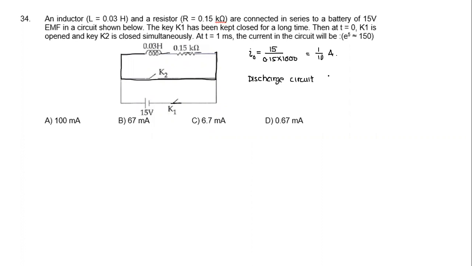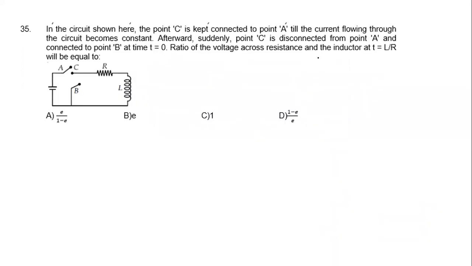In case of a discharge circuit, current as a function of time is equal to the initial current times e raised to the power minus t by tau. And we put the values of tau, and t comes equal to 5 tau. Hence, this current becomes equal to I naught divided by e to the power 5. And e to the power 5, substitute 150, you get your answer. And this is how the calculation had come a few years back.